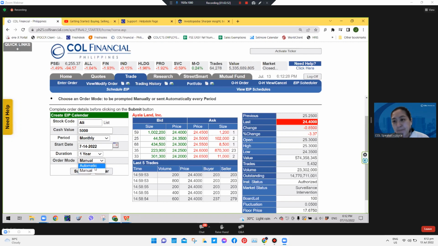You can choose between manual or automatic. Manual means it will remind you, and then you just need to click on the buy now for the system to buy it for you. But automatic means as long as you have funds in your COL account, it will automatically buy 5,000 worth of Ayala Land shares every month on the 14th of the month. So if you just submit this and put your password in, you have already set a smart alarm in your COL account so that it can accumulate for you automatically. If you don't want automatic, if you want manual, that's okay. What it will do is send an email to remind you, and then when you log into your COL account, it will pop up and say that you have a schedule.